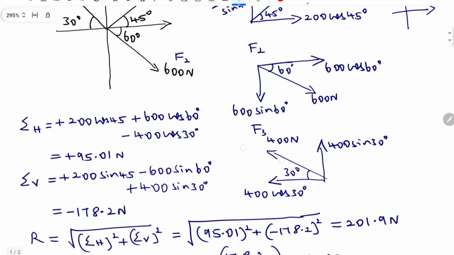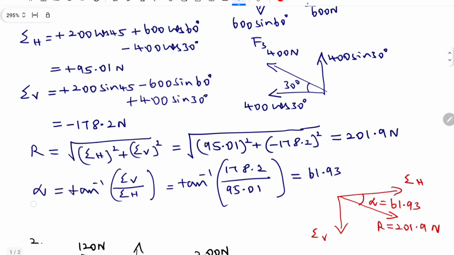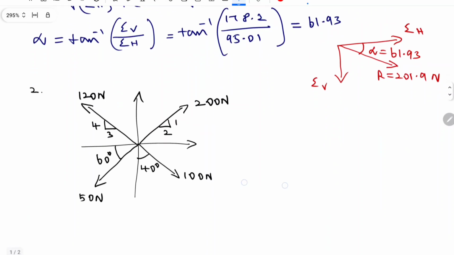Okay, so the first step is to resolve the components into horizontal and vertical forces like this. Then we have to write the equilibrium equation, that is summation of horizontal forces and summation of vertical forces. Then we can find out the magnitude and direction of the resultant. Now this is our second problem.